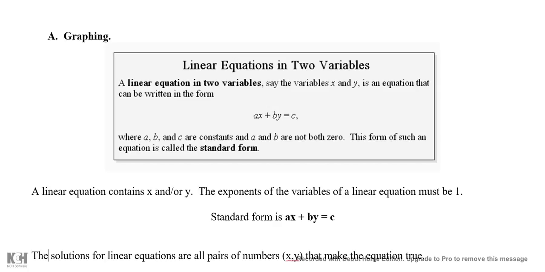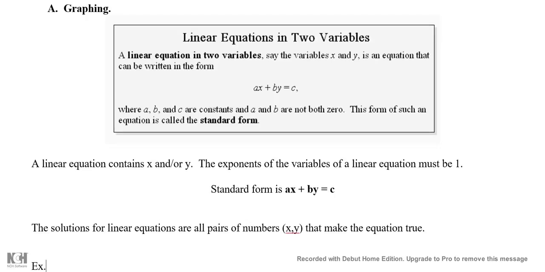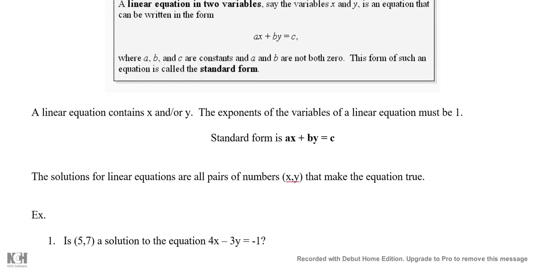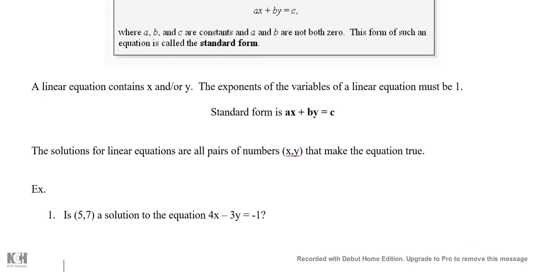Linear equations in two variables are equations that can be written in the form ax plus by equals c, where x and y are variables, meaning we don't know what number they represent, and where a, b, and c are constants, just numbers in the equation. If we can write a linear equation in the form ax plus by equals c, then we can write it in what is called standard form.